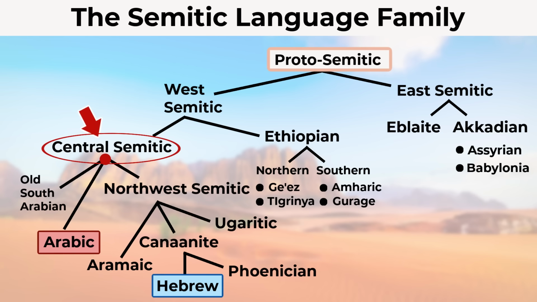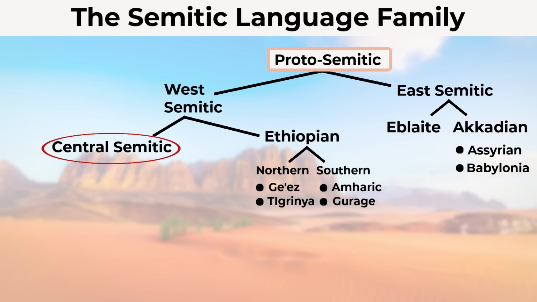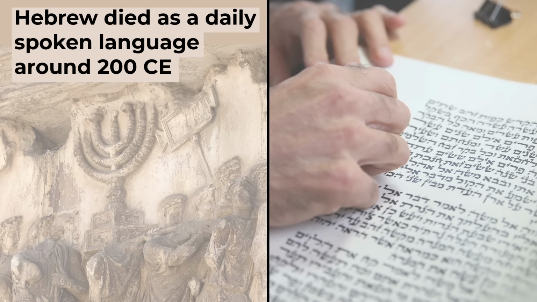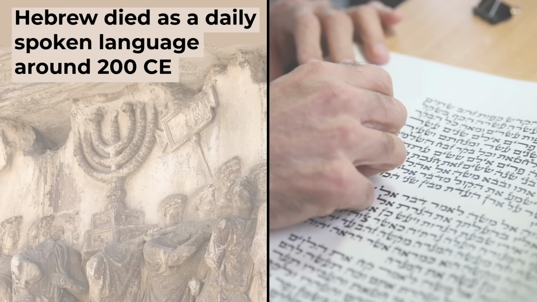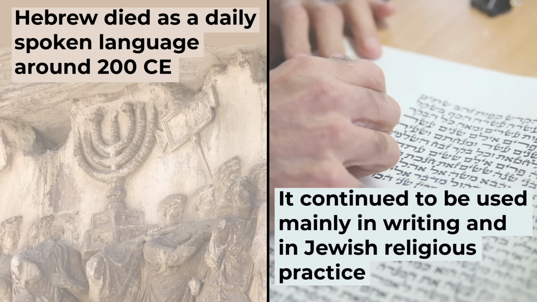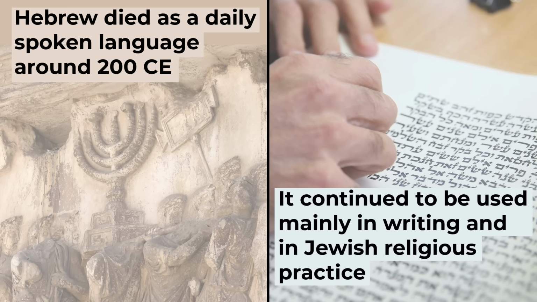I often see comments on the internet saying that Hebrew developed from Arabic or that Arabic developed from Hebrew, but that's not true. At this point in the development of Semitic languages, they were the same language. But then dialects of this language began to gradually diverge into different languages in different parts of the Middle East. Hebrew actually died as a daily spoken language around 200 CE and continued to be used mainly in writing, especially scholarly religious writing, and in Jewish religious practice.